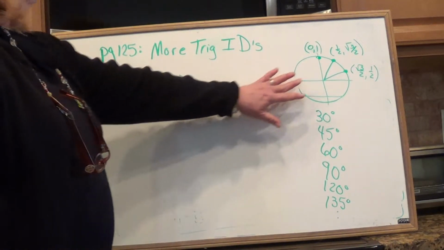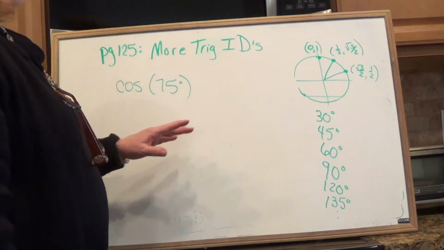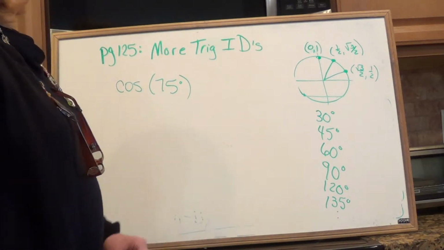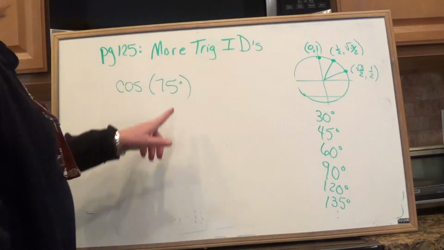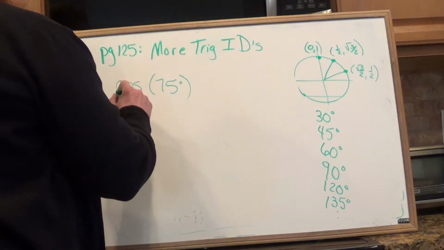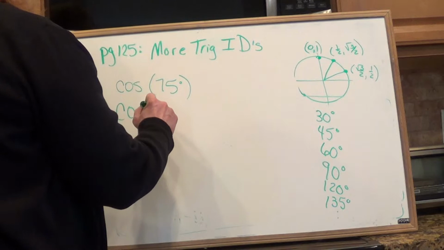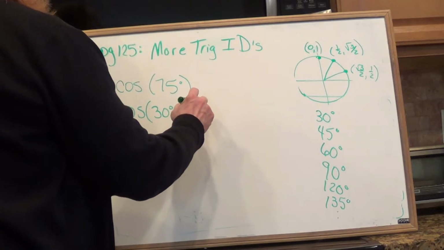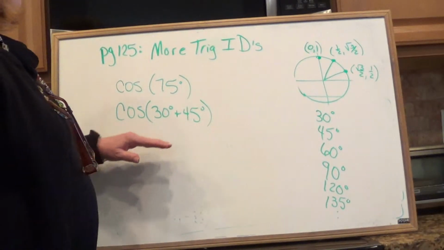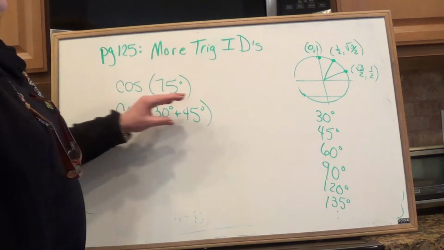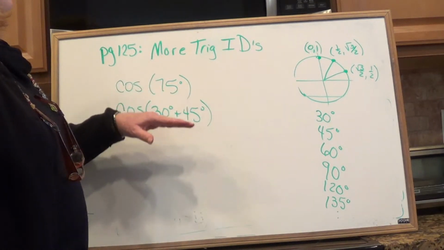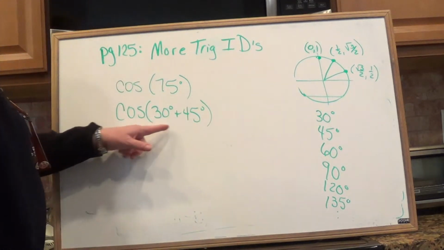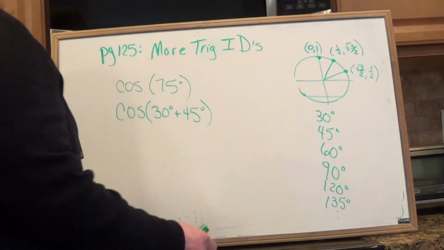So can I take some of these values that I know and either add them together or subtract them and come up with 75? Well, it's kind of obvious that the first two add together to become 75. So I'm going to rewrite cosine of 75 as cosine of 30 plus 45. So why did I do that? Because I have a trig identity that will expand this. I don't know the cosine of 75, but I know cosine and sine of 30 and 45, and I have a trig identity that will use these that I do know to get this one that I don't know.